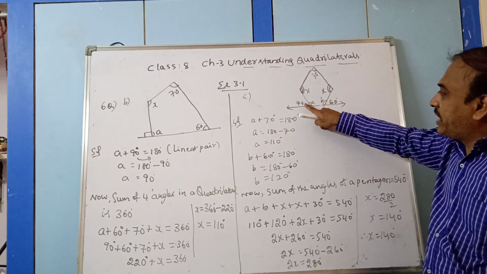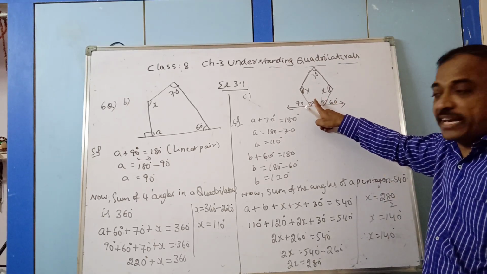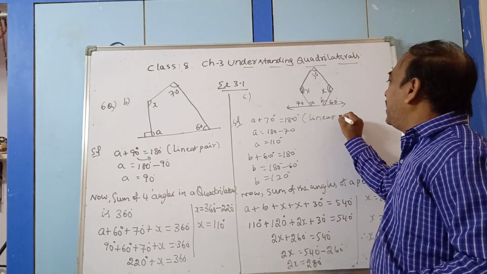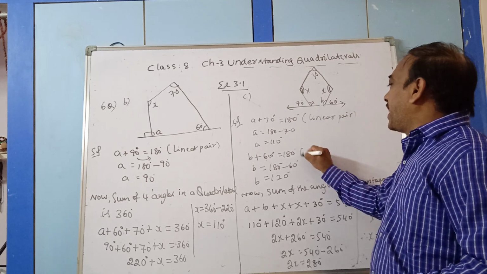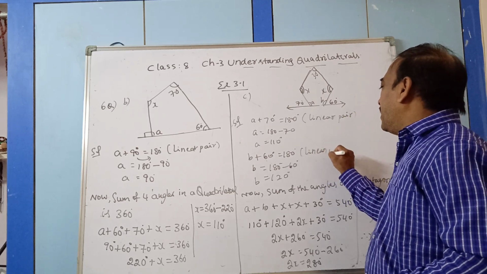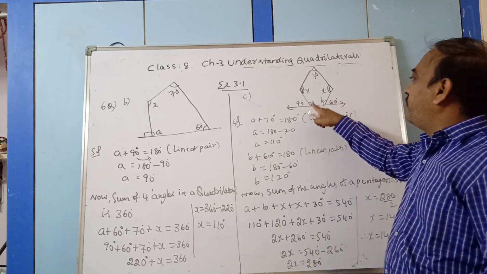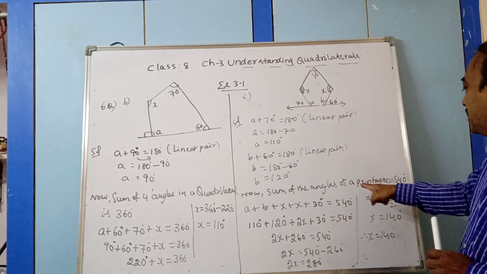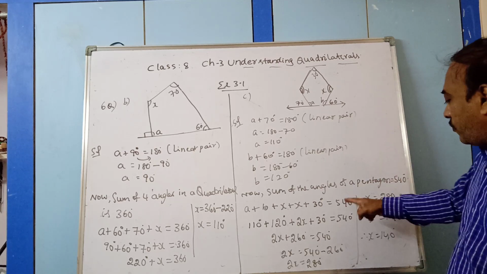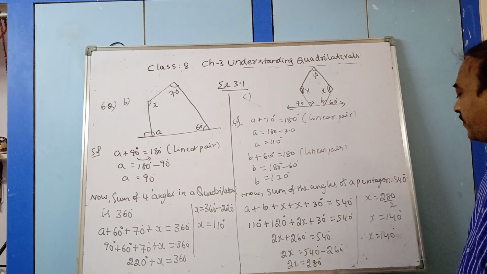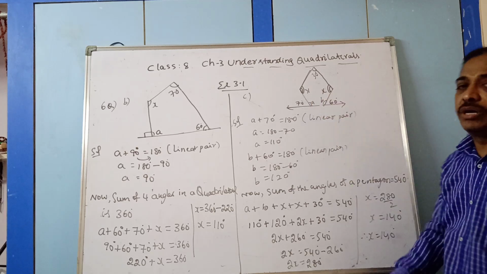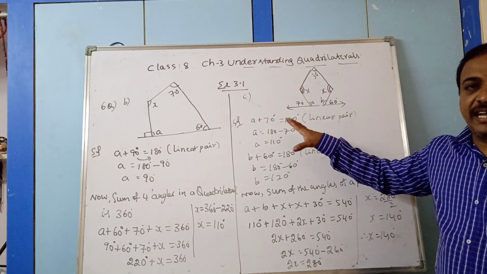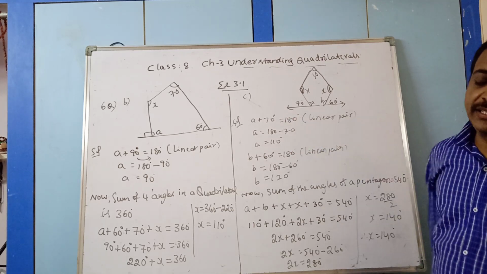First we found the angles using the linear pair concept. Here also the same concept, linear pair. So by using the linear pair concept we found this part first, then by the angle sum property of the pentagon, that is 540, we equated and got the value of x. So the measure of each angle is equal to 140 degrees. Is it clear, children? Right.